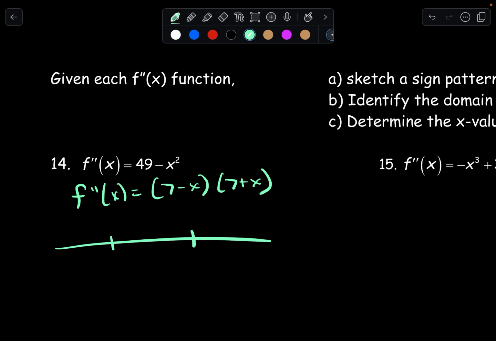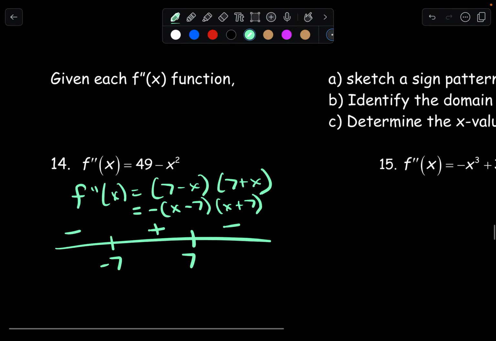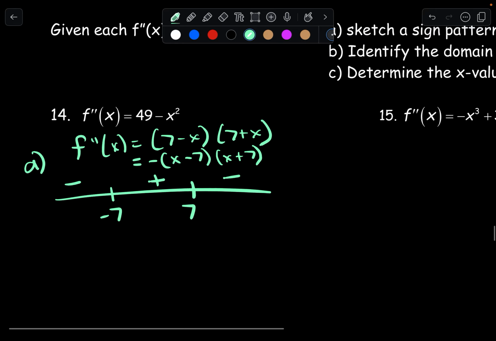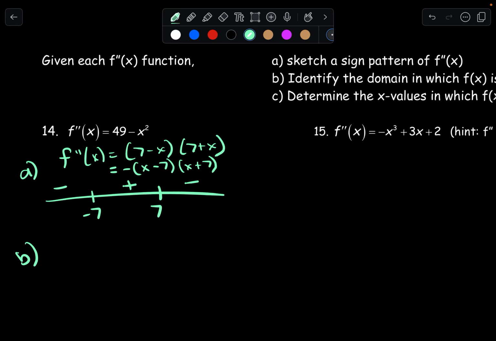To make this easier to see, we can factor out the negative sign from the first binomial, so that'll end up being x minus 7. And then we can rewrite the other as x plus 7 to truly see the x-intercepts here. So we have negative 7 and positive 7. Now we have that negative coefficient, which means the interval to the right will be negative. They both have a multiplicity of 1, so we will have a sign change. That is part A.